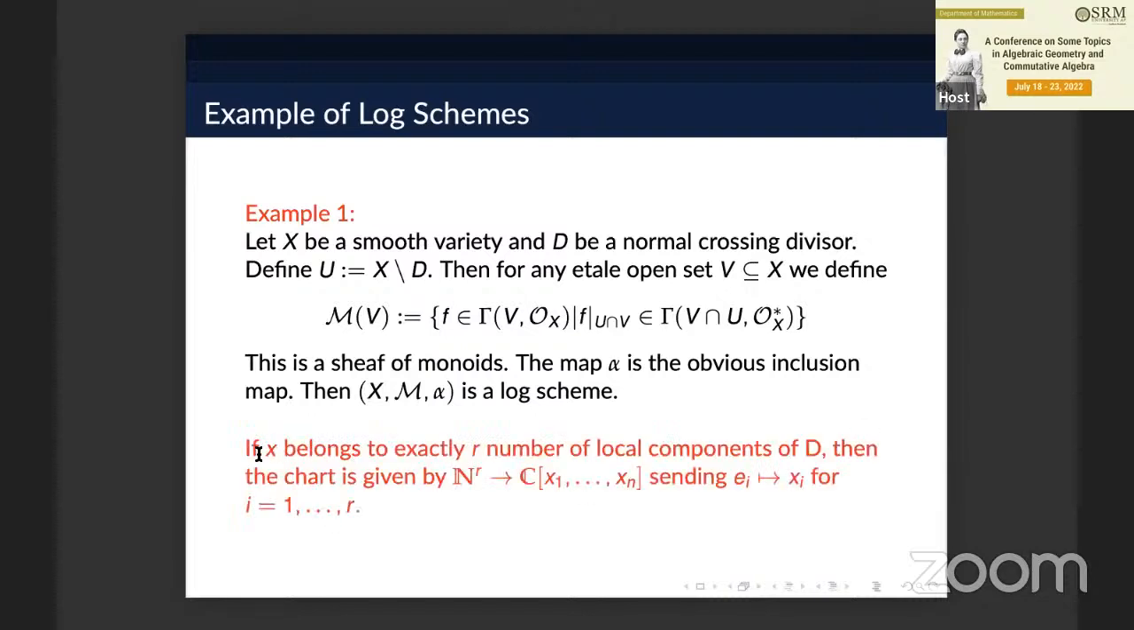So to see what the chart is, let us take a point which belongs to the intersection of exactly r local components of D. Then the chart is given by N to the power r mapping to x1, x2, ..., xn, sending the ith generator to xi.